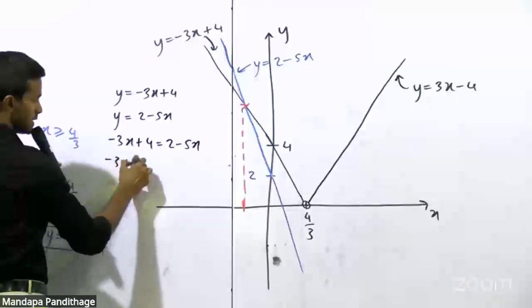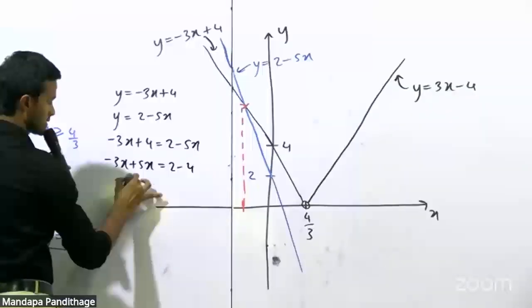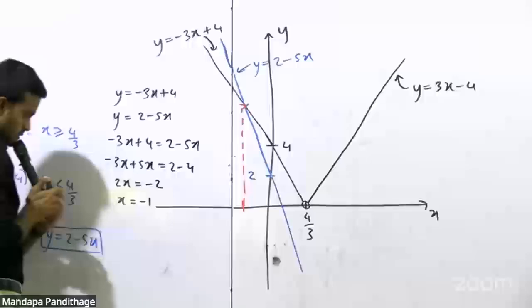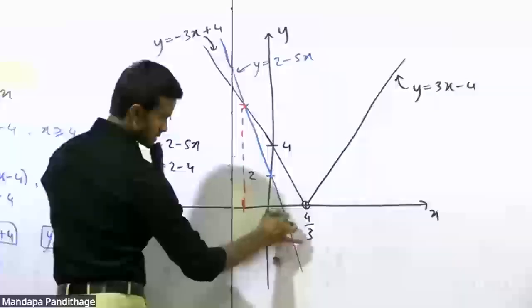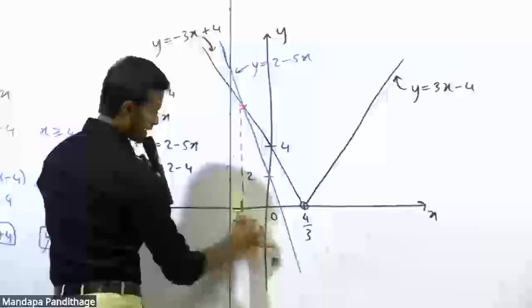You get 2x is equal to minus 2, so x is equal to minus 1. So you get the point of intersection as minus 1. First find the point of intersection and then look at the inequality.